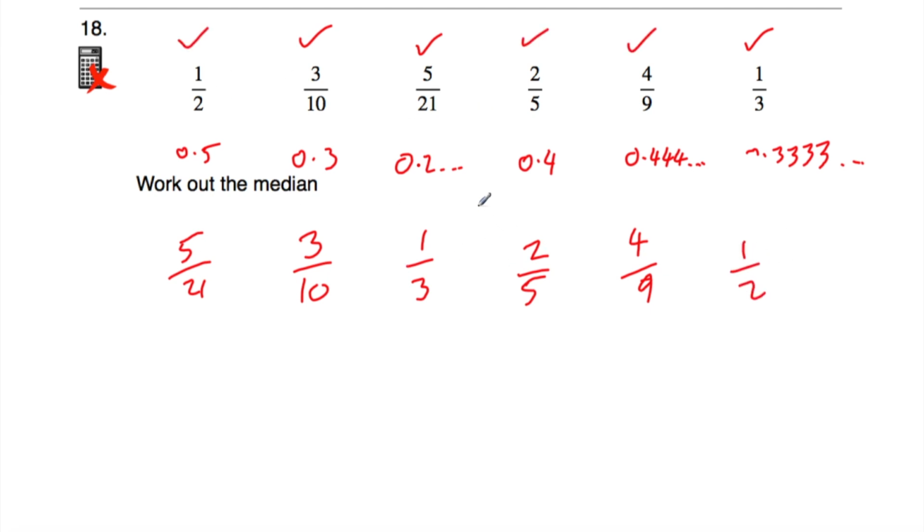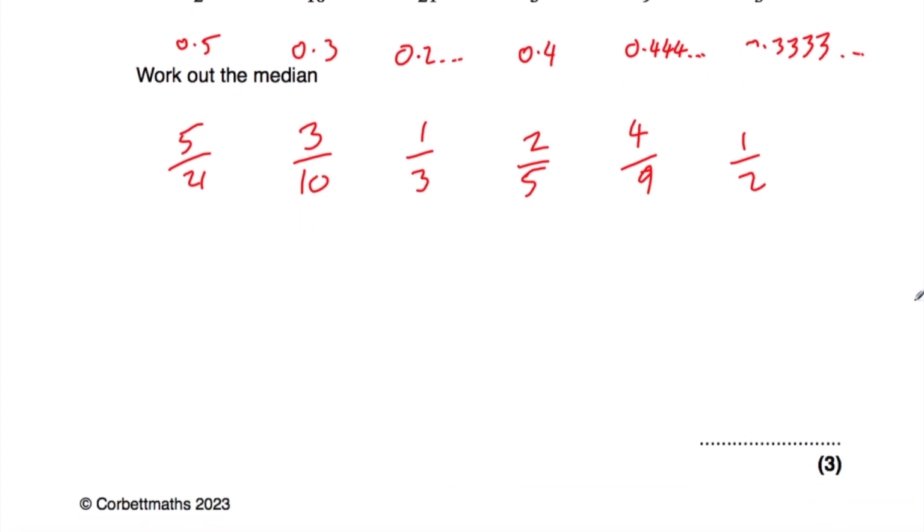Now we want to find our median, which would be the value in between a third and 2/5. So we need to find the midpoint of a third and 2/5. So let's work out the midpoint of those two fractions. To find the midpoint of these two fractions, I'm going to add them together and halve it. So let's do a third plus 2/5.